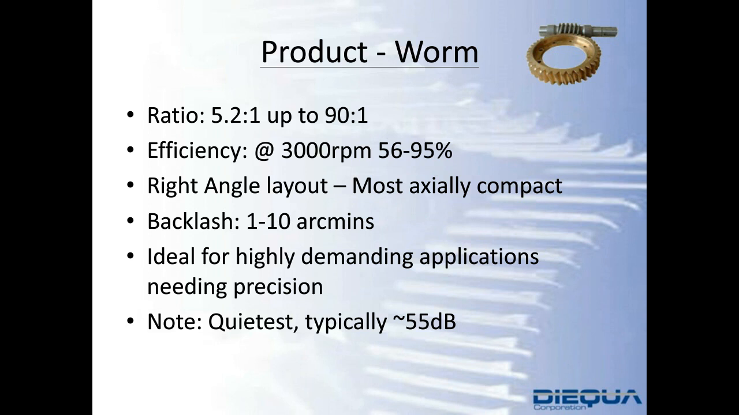And so not only does it give you self-locking, it's also the quietest of the reducers. Because it's a sliding aspect, it allows you to avoid the line contact that you get with helical or bevel or planetary gears. They're always in contact, so they're sliding. And it's also this sliding element that influences the efficiency.